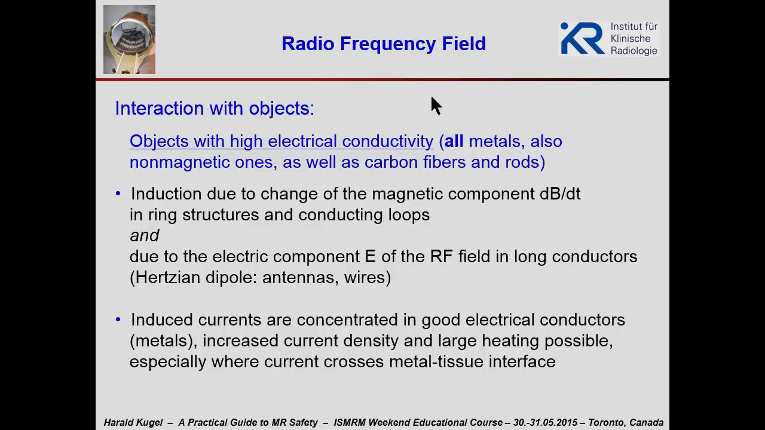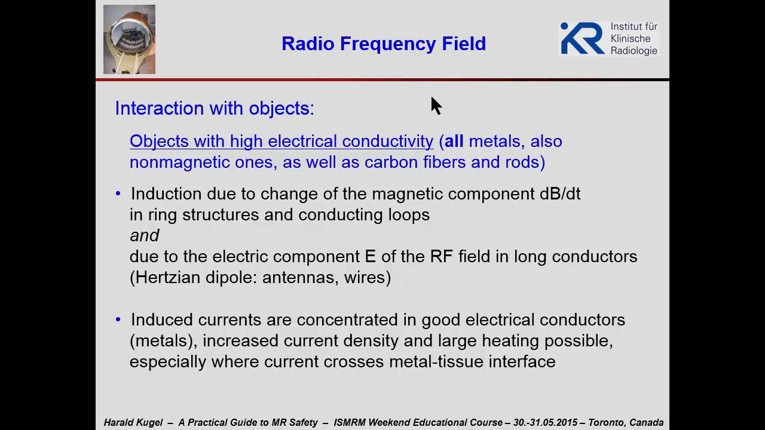There we have an induction due to the change of the magnetic component, dB over dt, in ring structures and conductive loops, but also induction due to the electric component E of the radio frequency field in long conductors. Non-conductors act as Hertzian dipoles, like antennas, wires.